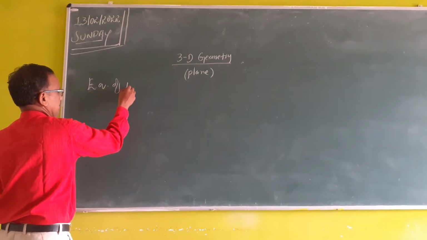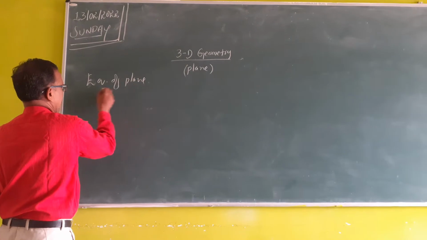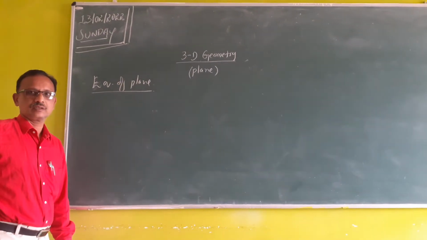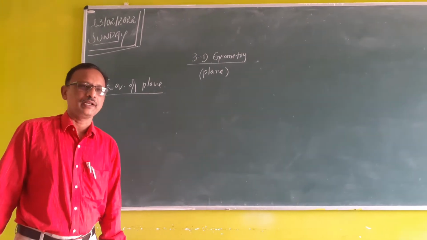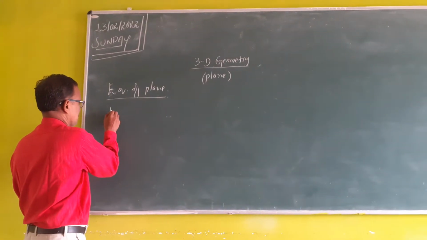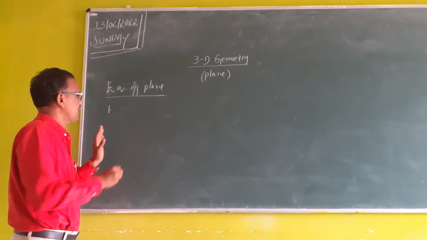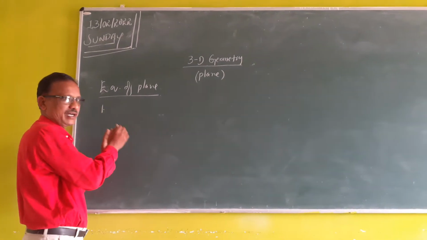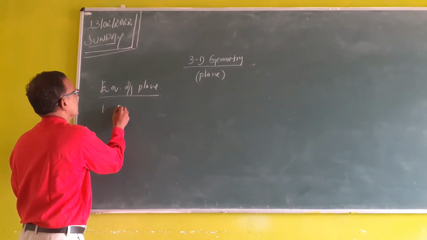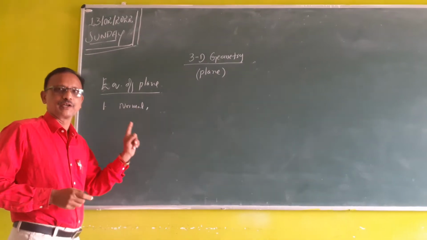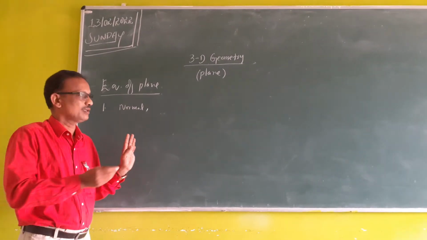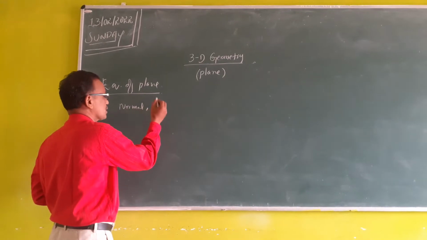Equation of plane. Started that? Okay, right. So equation of plane. The first thing is equation of plane under the condition, normal and perpendicular distance to the plane. Perpendicular distance from origin to plane.